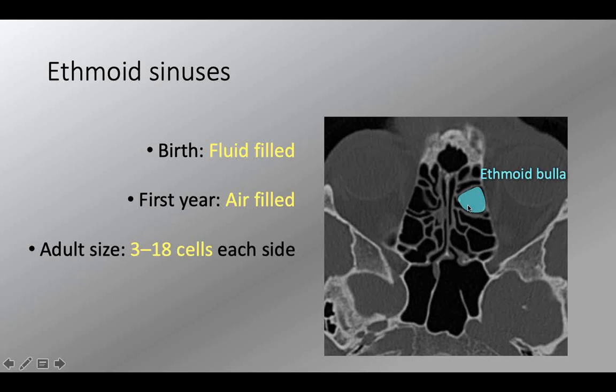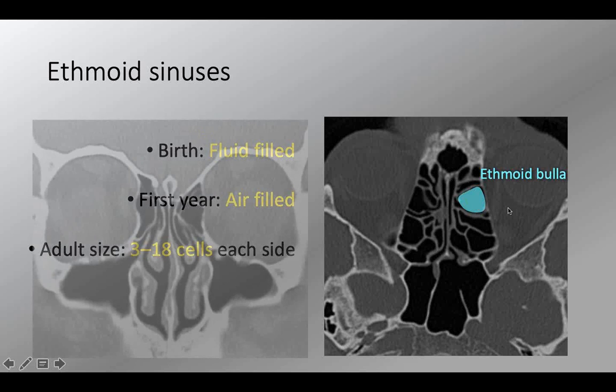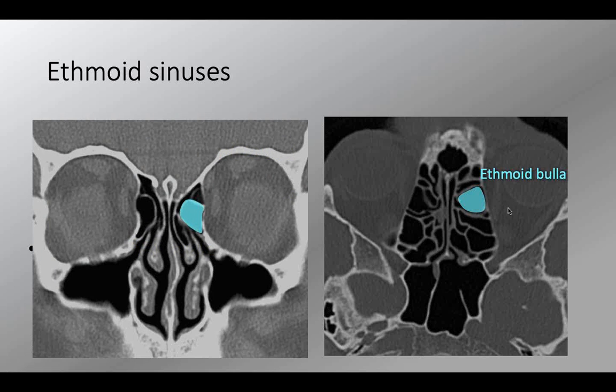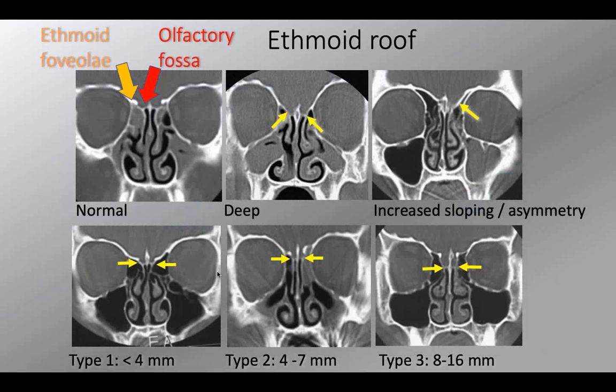And again, we have the ethmoid bulla. The posterior part of the ethmoid bulla is the border between the anterior and the posterior ethmoid sinus, and it's approximately at the level of the posterior orbit. On coronal image, you find the ethmoid bulla very close to the ethmoid infundibulum, and sometimes it may cause obstruction of the maxillary sinus.